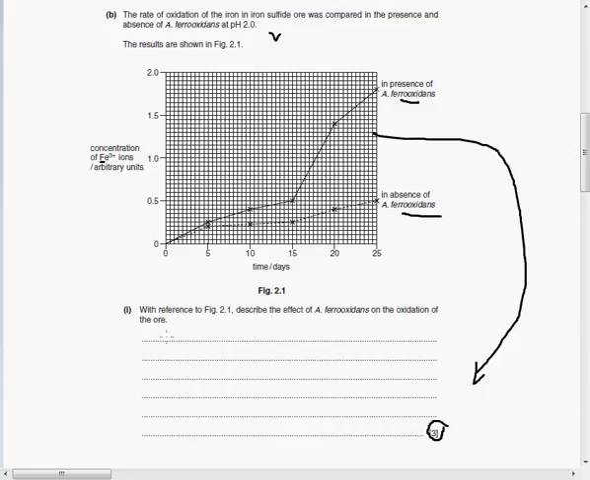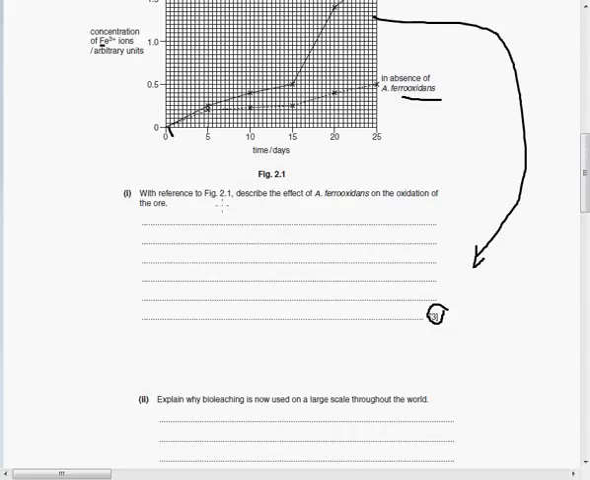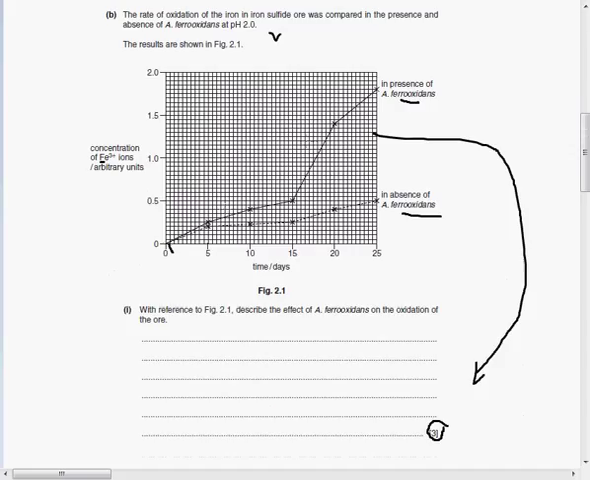That's the first point. Then you can say that however, in the first 15 days, the rate is very smooth, whereas in the last 10 days, there is a steep increase in the case where ferrooxidants were used. Here the increase is larger compared to when it is not used. So hope that is very clear. And then you can quote some data that it goes up to a certain value and all that.